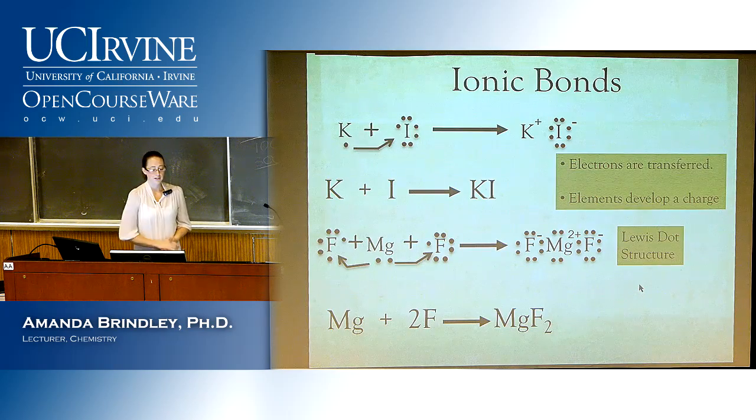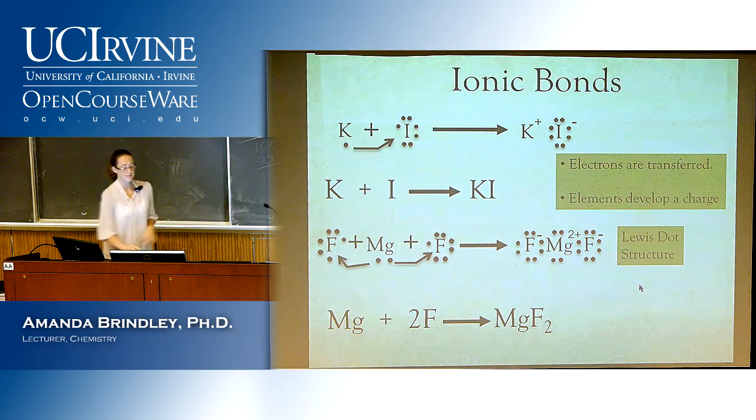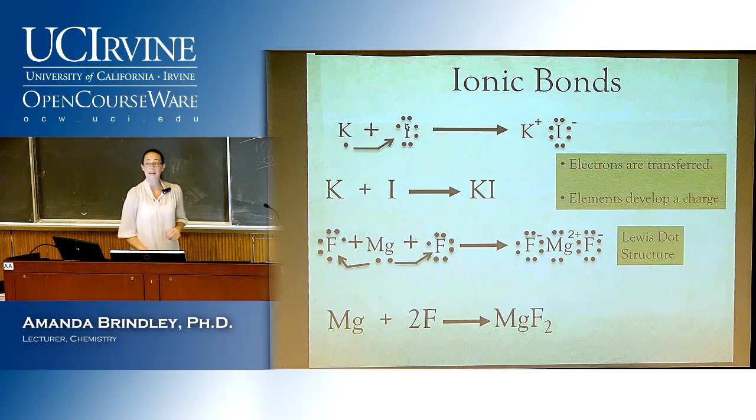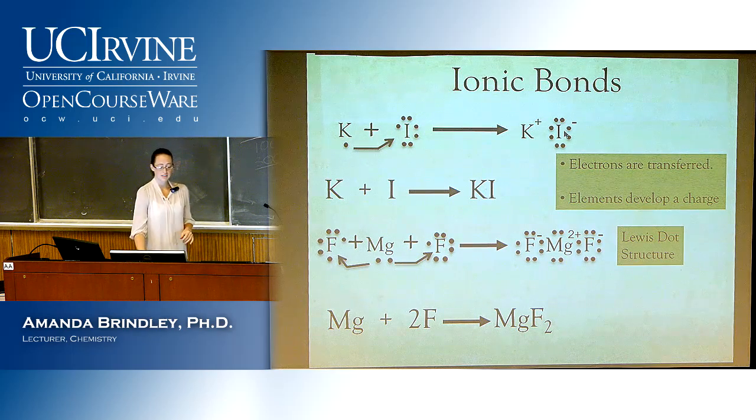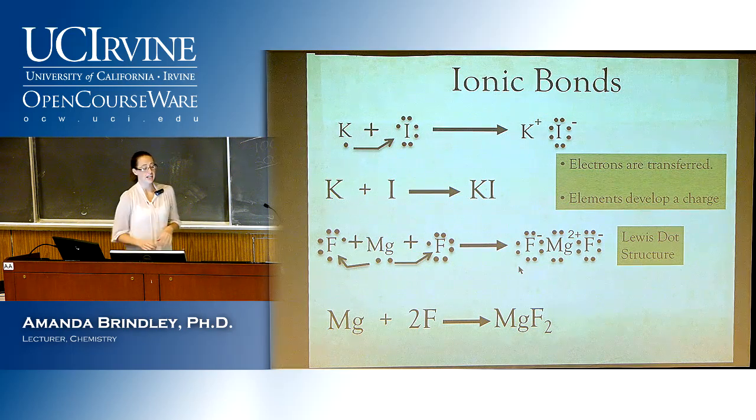Okay, so now let's do some ionic bonds with these. If we have potassium and iodine, we're going to take the electron from potassium and give it to iodine, which forms potassium iodide with a plus and a minus charge. Lewis structures get a little boring with ionic compounds. They're a little bit better, a little more entertaining to use with covalent compounds.